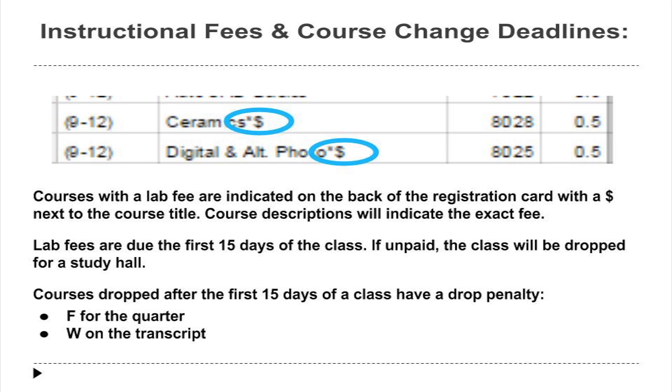It is also important to know that after the 15th day of each new class, year-long or semester classes, courses can no longer be dropped for a study hall without a penalty, an F grade for the quarter, and a W on your transcript indicating that the class was withdrawn after the drop deadline. And no changes in the declared status of a class will be permitted after the first 15 days of the class.